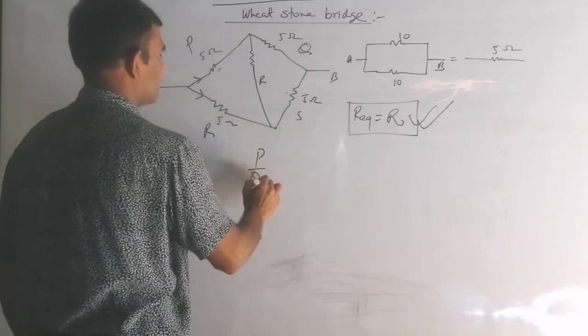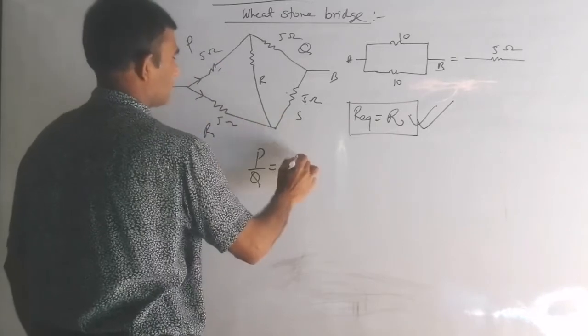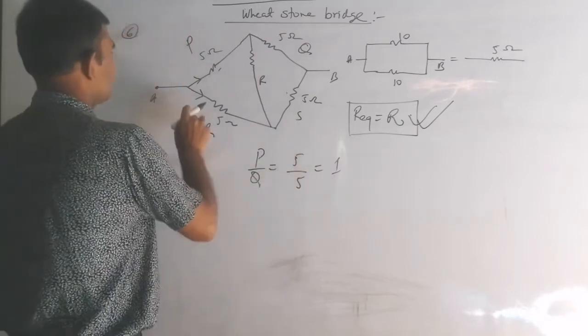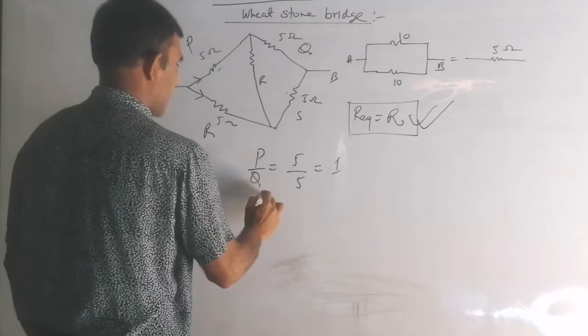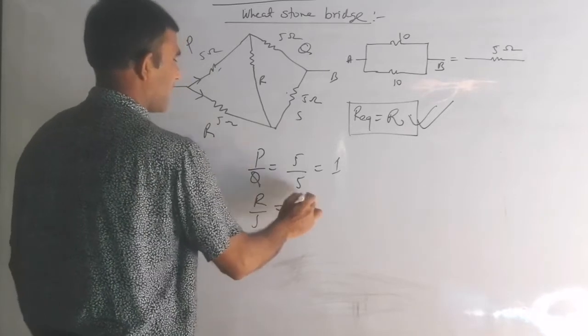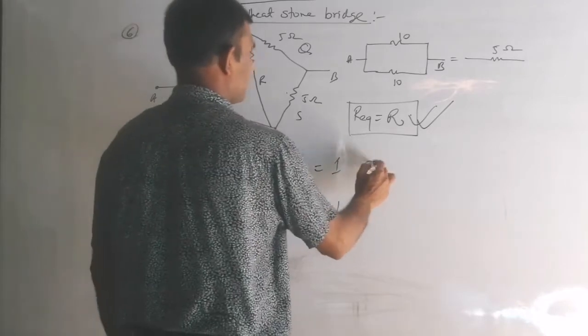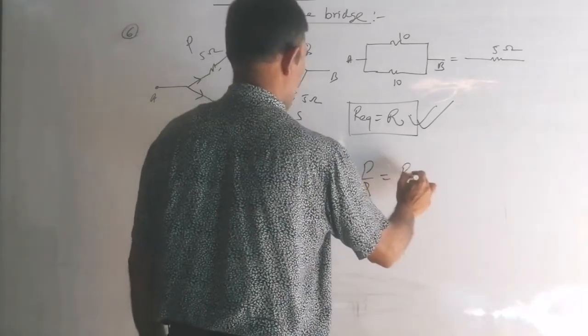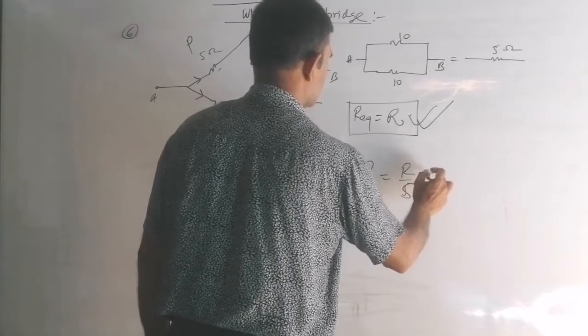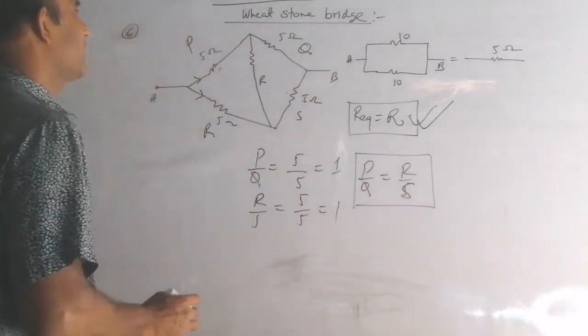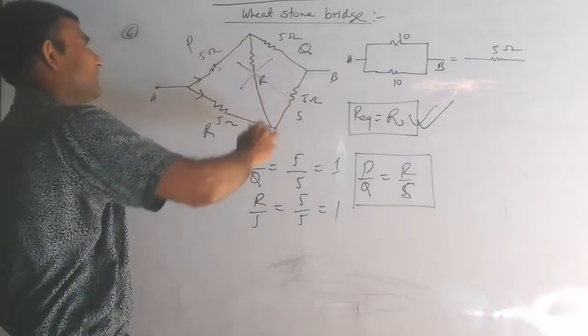Let me check. P upon Q. P is 5, Q is also 5, so 5 by 5 is 1. Here R upon S: R is 5, S is also 5, so again 1. So see, P by Q equals R by S. If you are getting this condition, then there is no need of this resistance.